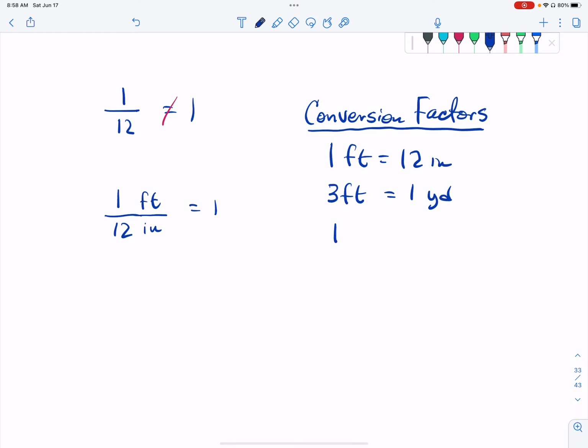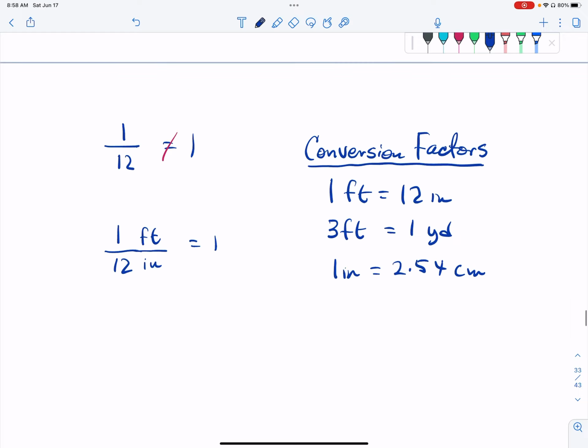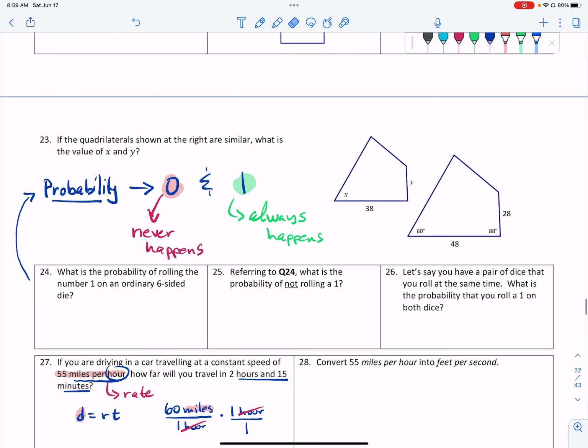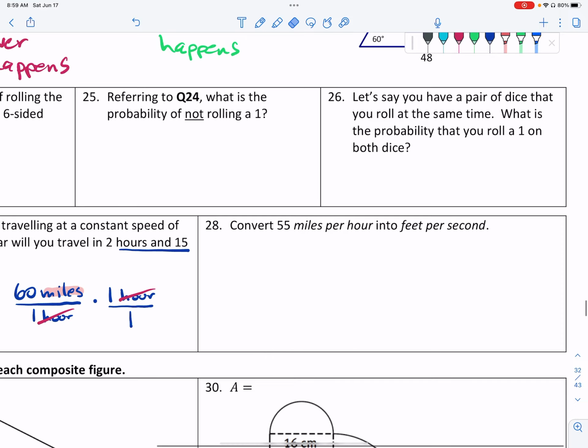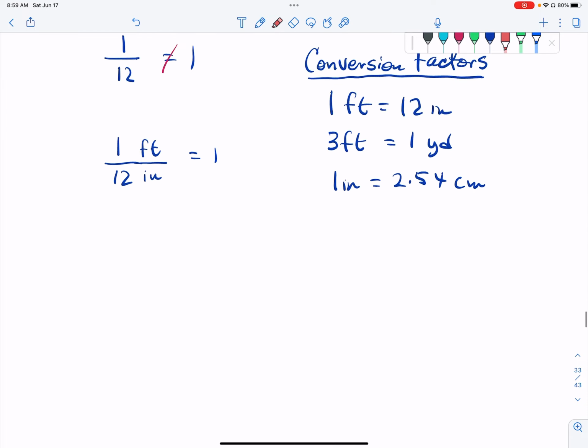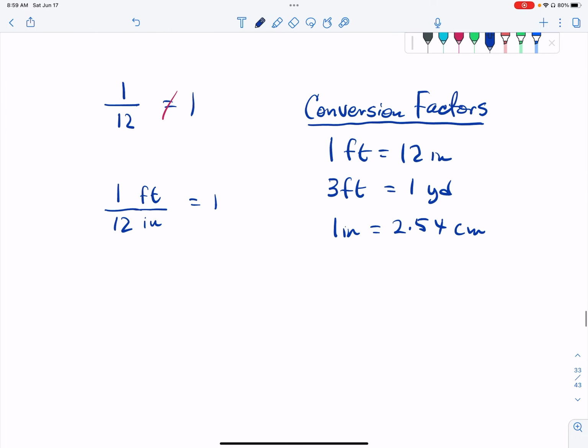You might have 1 inch is equal to 2.54 centimeters. And the one that you probably need here for our question number 28, we want miles. And miles over here needs to be turned into feet, which means that we need, if you don't know this, 5,280 feet is equal to 1 mile. Of course, you could just search that up if you didn't know it.